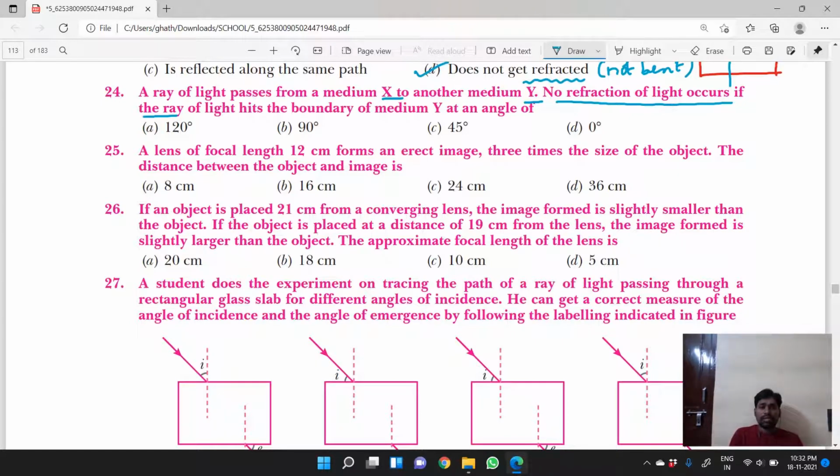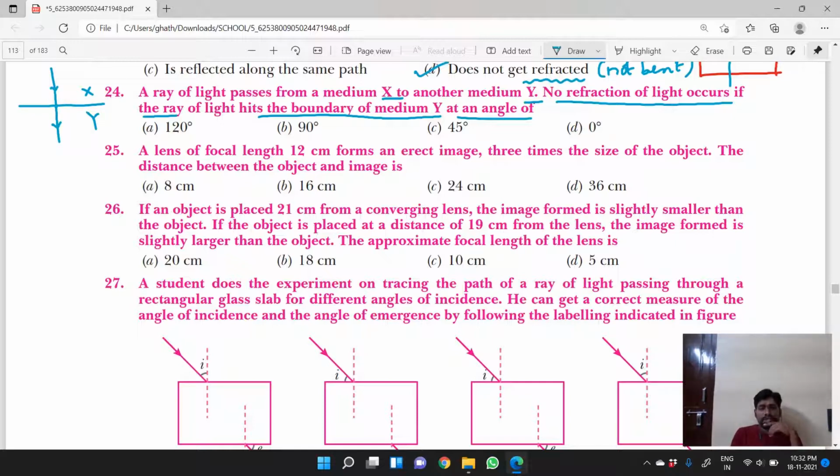If the ray of light hits the boundary of the medium Y, a ray of light is passing from medium X to medium Y. Let us say the medium above is X and the medium below is Y, and no refraction occurs. No refraction means light does not bend; it travels straight like this.